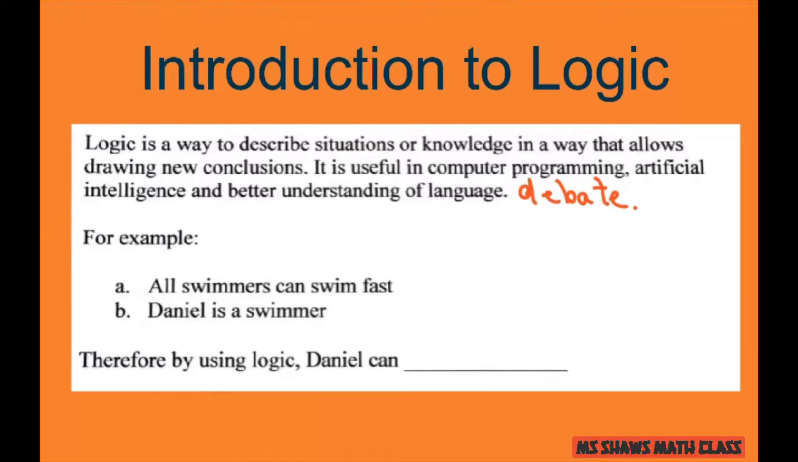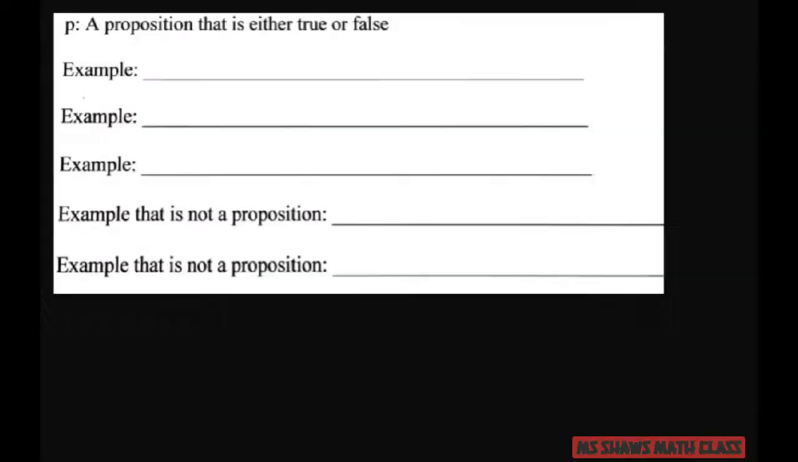So, for example, all swimmers can swim fast. Daniel is a swimmer, so that means by logic, Daniel can swim fast. So that's basically what we're doing here. So we're going to write some propositions that are either true or false. I'll do some examples.